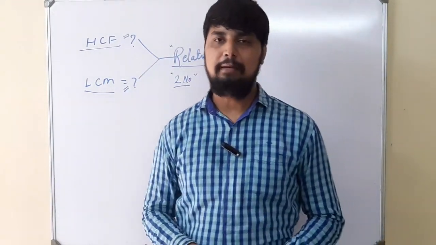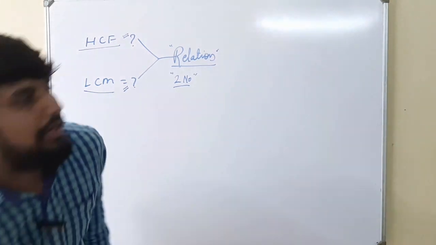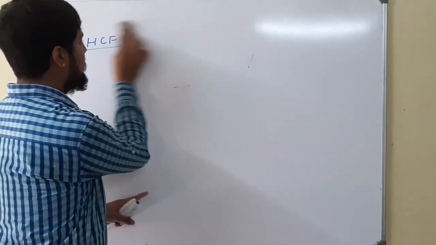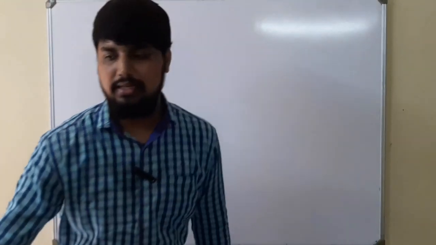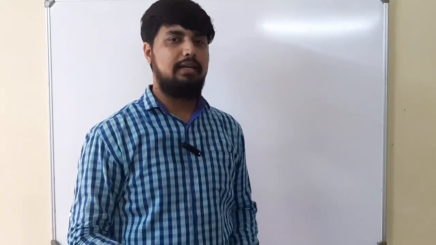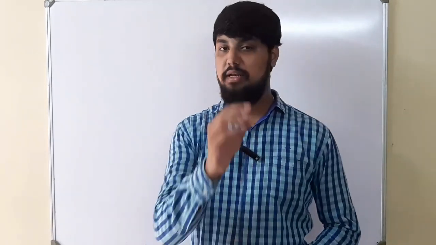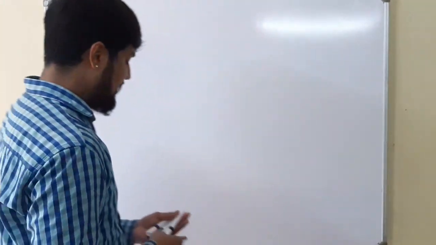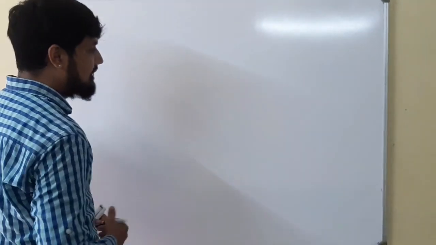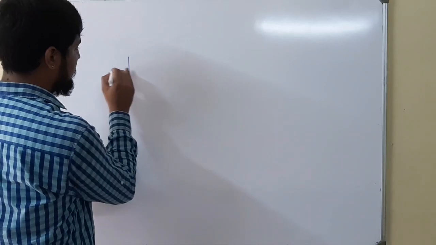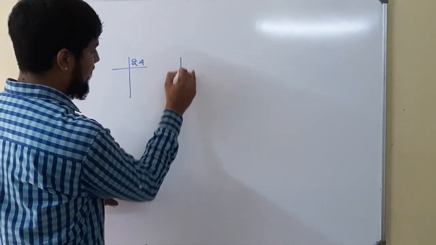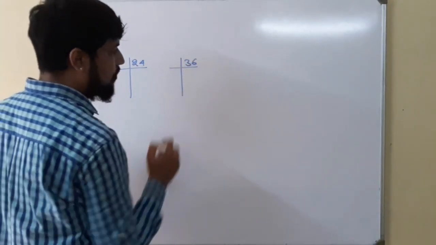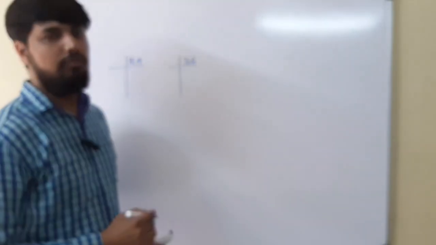So without wasting time, let's start today's video. When we talk about the HCF and the LCM, HCF is the highest common factor, a number which completely divides the given numbers. Let's try to understand with the help of an example. Let's consider 24 and 36. I want to find out the HCF of these numbers.